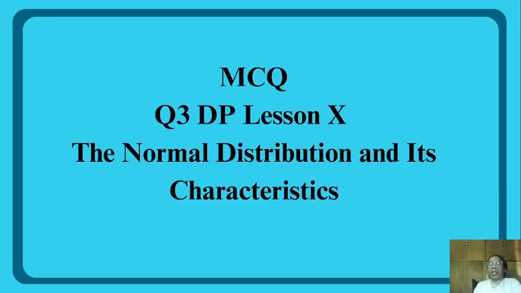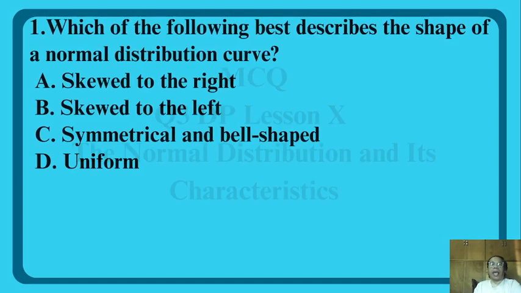So our MCQ for our quarter 3 data and probability lesson, Roman numeral number 10, the normal distribution and its characteristics. MCQ number 1. Which of the following best describes the shape of a normal distribution curve? Letter A, skewed to the right. Letter B, skewed to the left. Letter C, symmetrical and bell-shaped. Letter D, uniform.